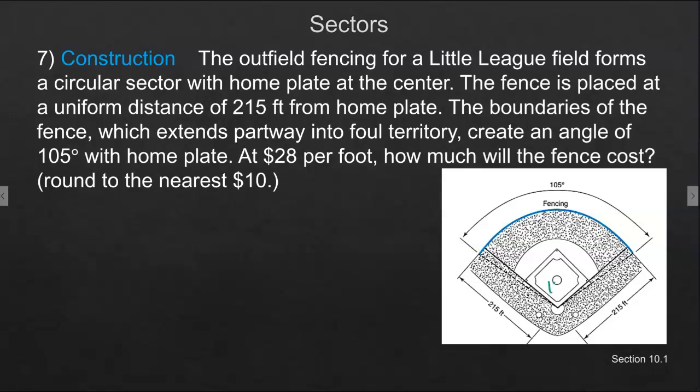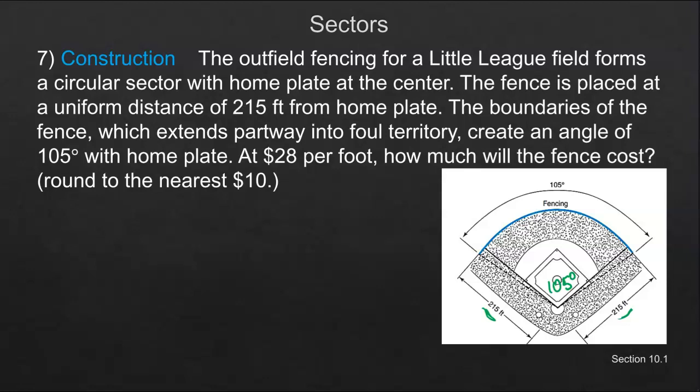I'm going to write the 105 here. That's 105 degrees. On this one, we're finding arc length because we're finding the fencing. You see this blue part going across here? That's the length of my fencing, which is the arc of part of a circle, the arc of that sector. And then my 215 feet, you see, is on each side here, so that's going to be the radius.